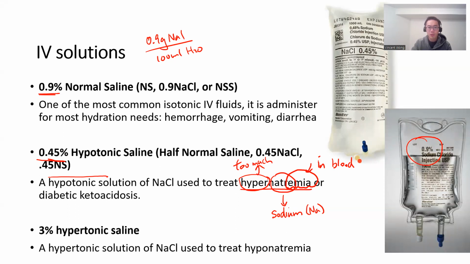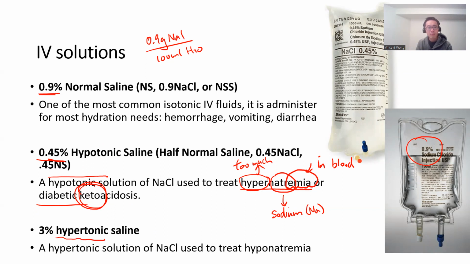So these are for people who are severely dehydrated. The blood is too concentrated, so you want to give 0.45 to dilute it a little bit. There are people who are diabetic, they sometimes have these things called ketones that build up in their body. And to flush it out, to dilute it, you also give a hypotonic solution.